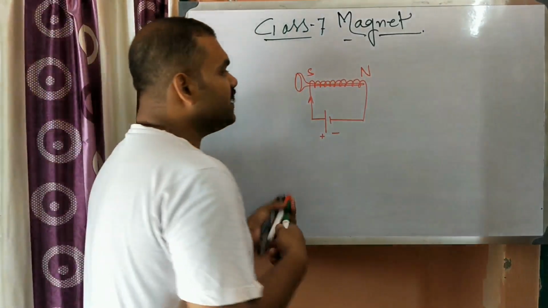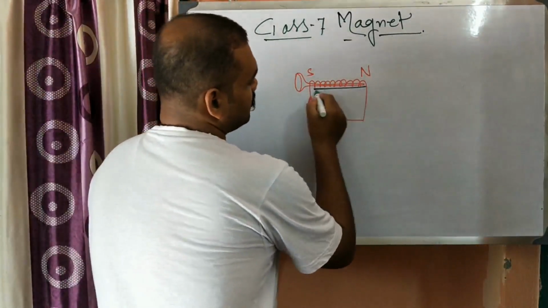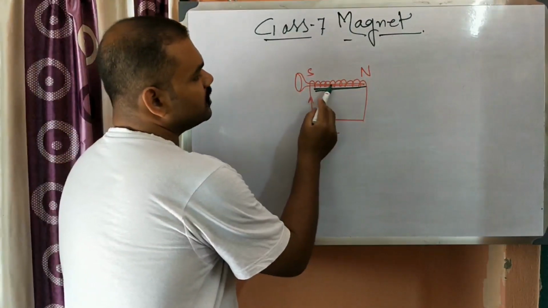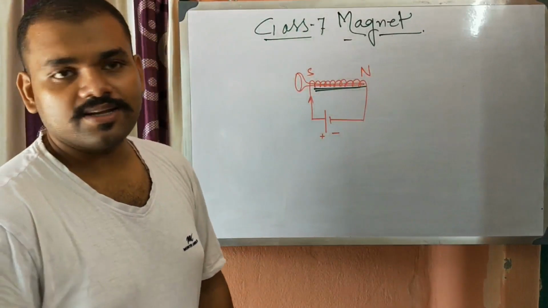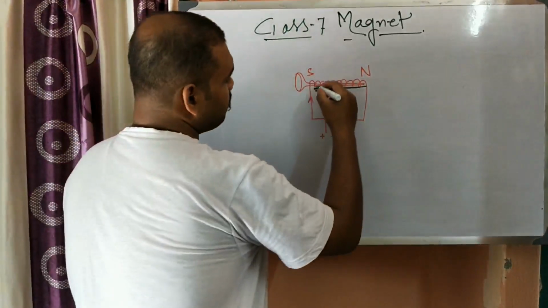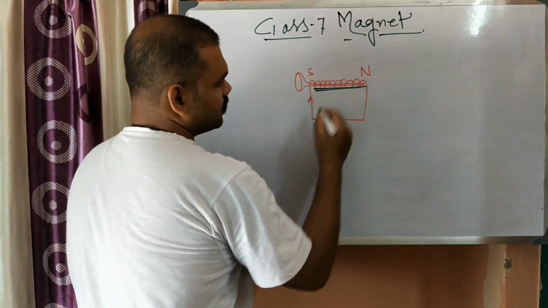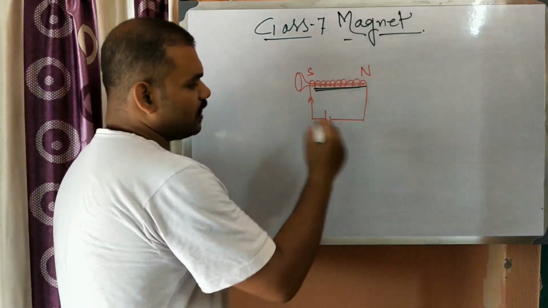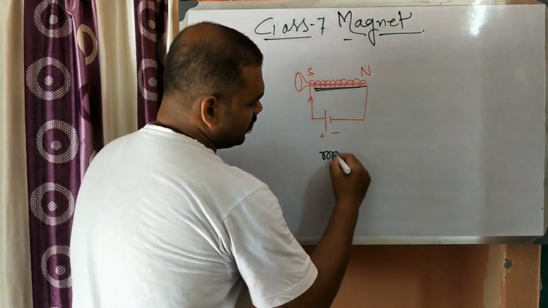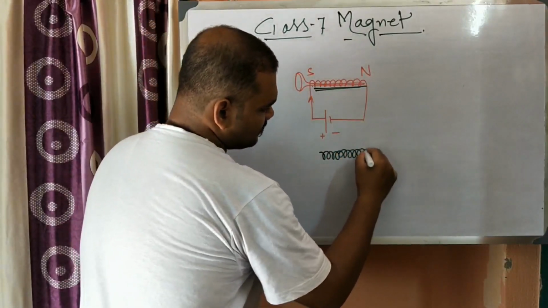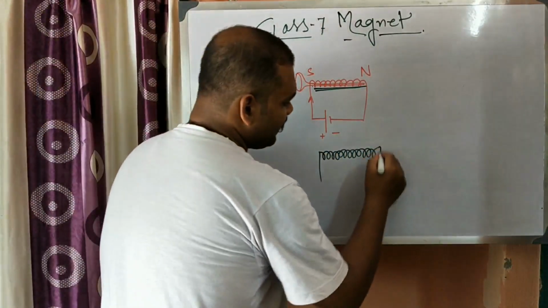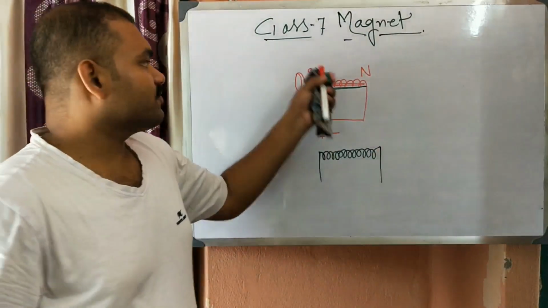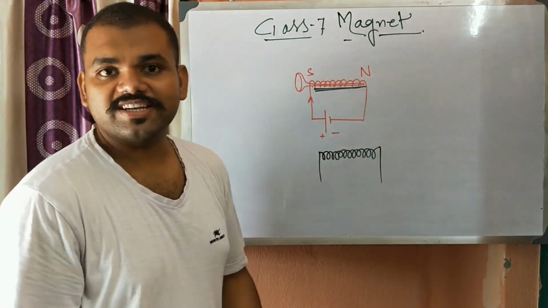So if you increase the number of turns, how many turns are there? 1, 2, 3, 4, 5, 6, 7, 8, 9. 9 or 10 turns are there. Now if you make more closer loops, so the number of turns will increase. So as the number of turns increases, the magnetic strength of the electromagnet also increases.